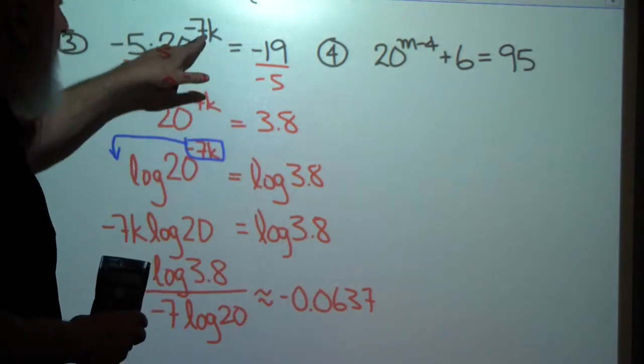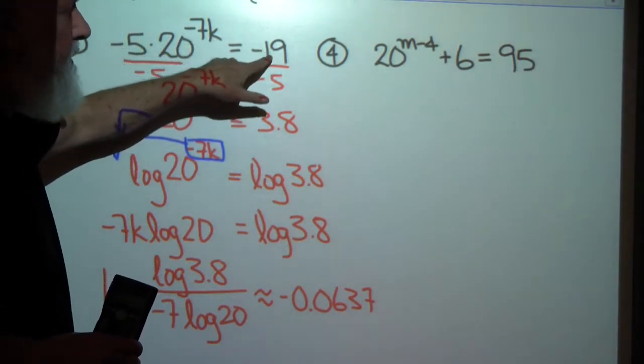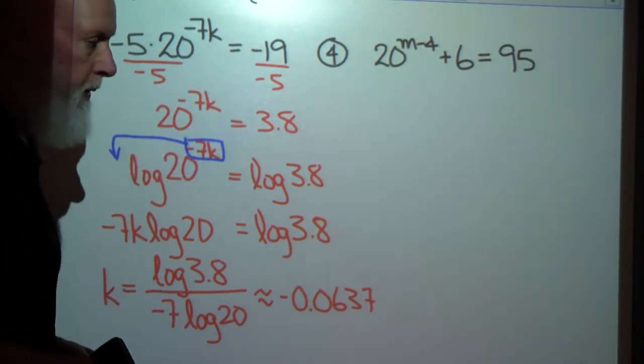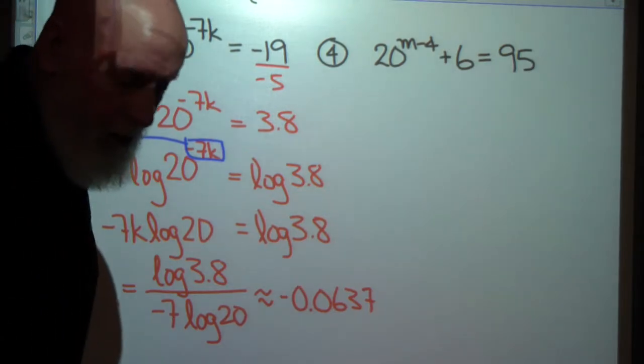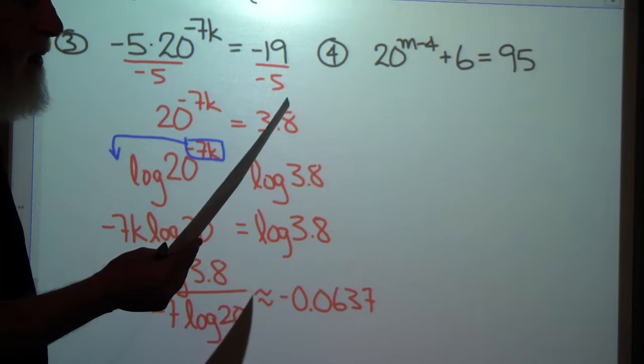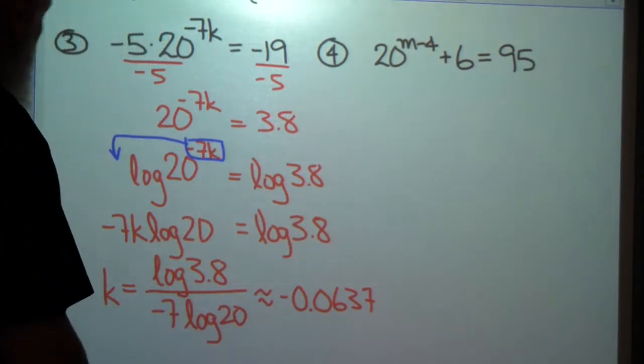If I plug this in right here, raise 20 to that power, multiplied by -5, I'll be very, very close to 19. It would be interesting to do that, but I won't do it now. You can do it if you want to. And I want to check once more just to make sure I didn't goof it up. Negative 0.0637. Yay. So let's take a look at another one.